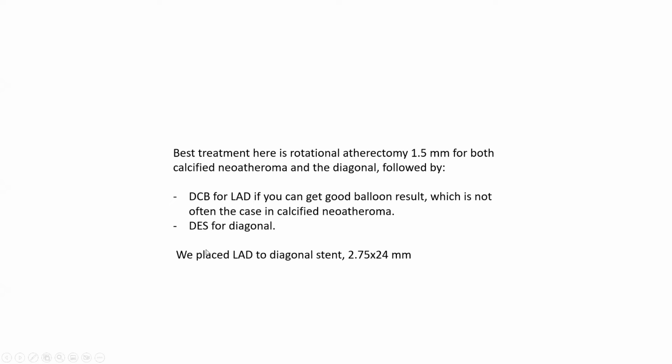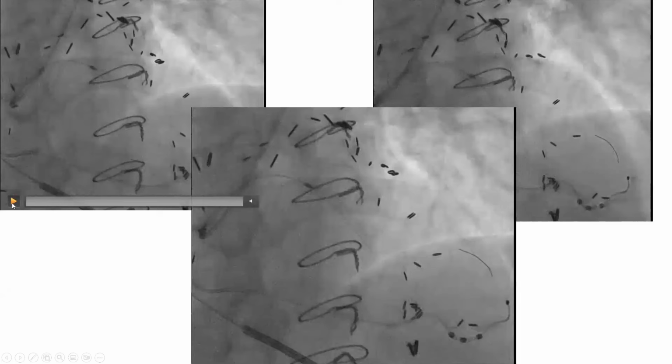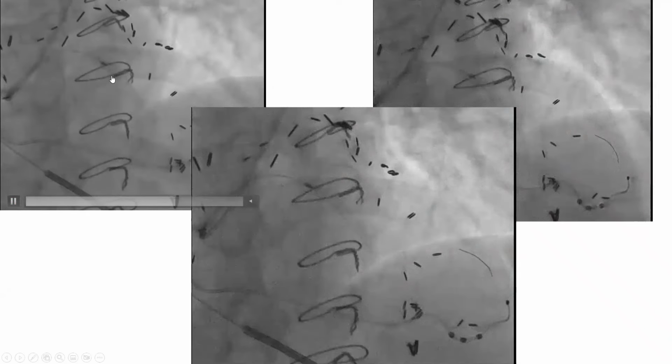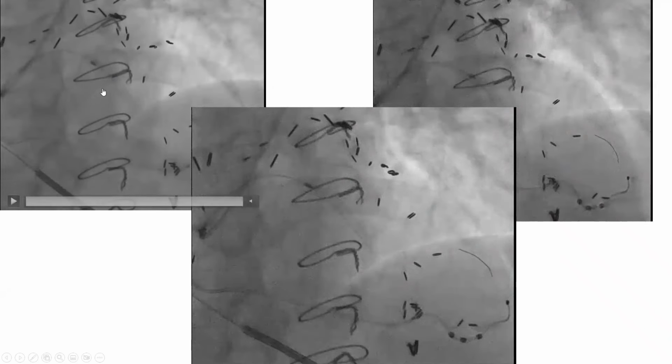So here what we eventually did, we did rotational atherectomy and we placed the stent from the LAD into the diagonal. And you can see here the rotational atherectomy inside the stent of the calcified neoatherosclerosis. And see how we do it. When you do rotational atherectomy inside the stent, be slow and careful. Try not to penetrate the whole stenotic area in one or two throws. Do it progressively over multiple passes.